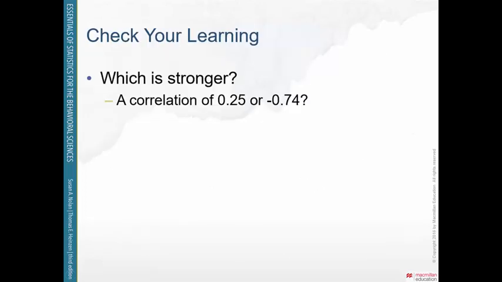Okay, so check your learning. Which is stronger, a correlation of 0.25 or negative 0.74? What do you think? Hopefully you said negative 0.74. Remember, when we're talking about correlations, it doesn't matter positive or negative, we're just looking at the number itself, the decimal itself. And the closer that decimal is to 1, the stronger it is. So this 0.74 is a much stronger correlation than 0.25.